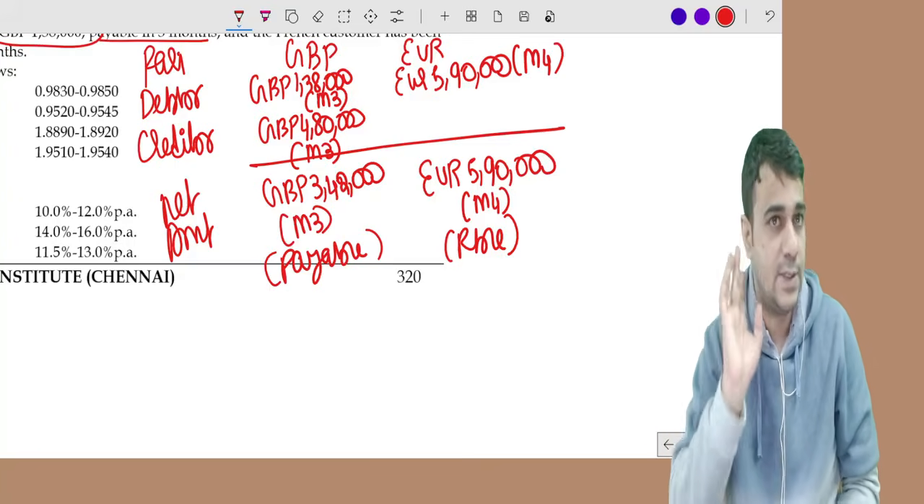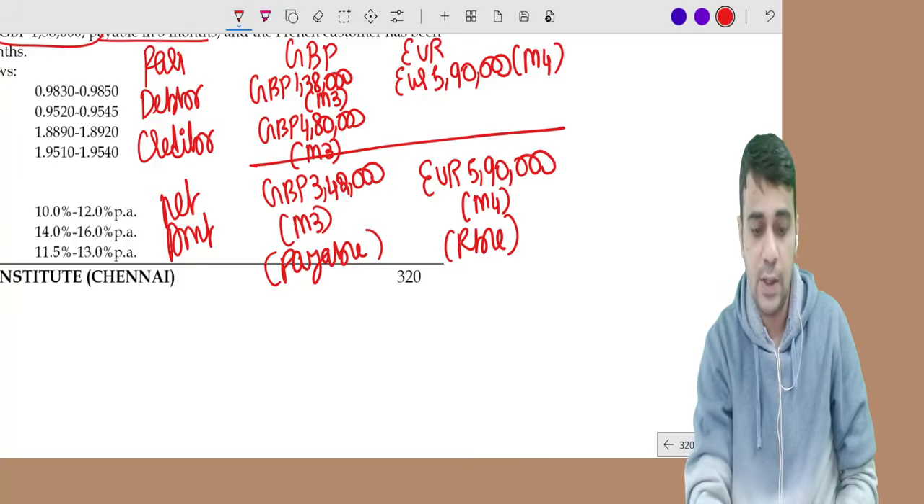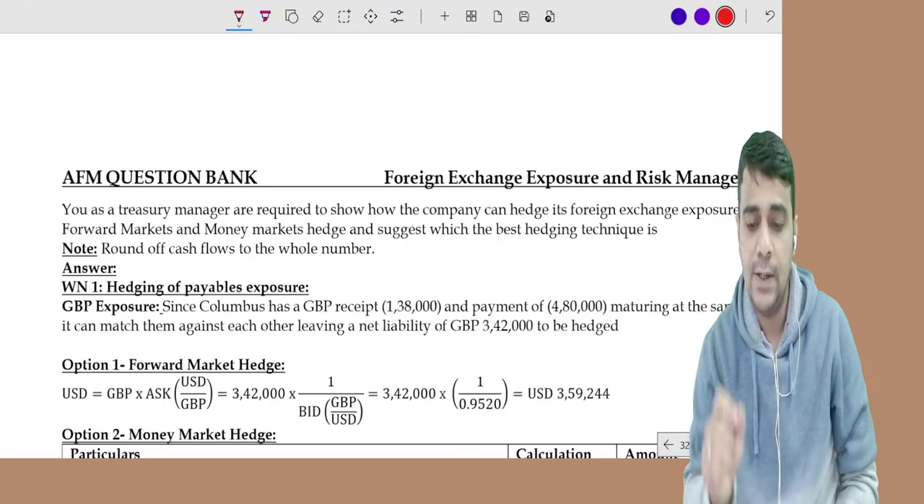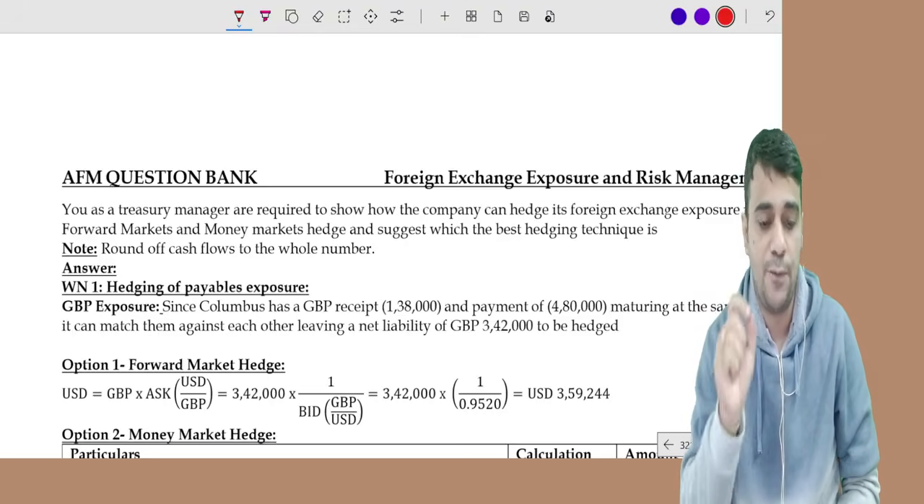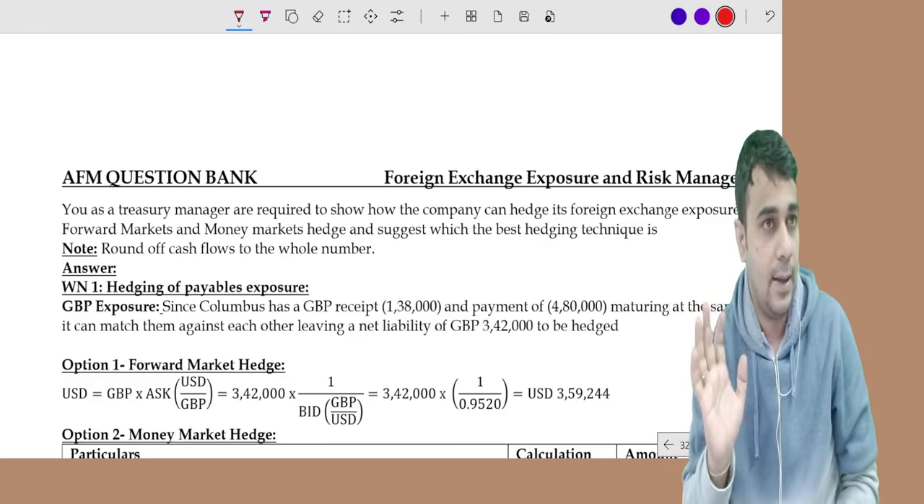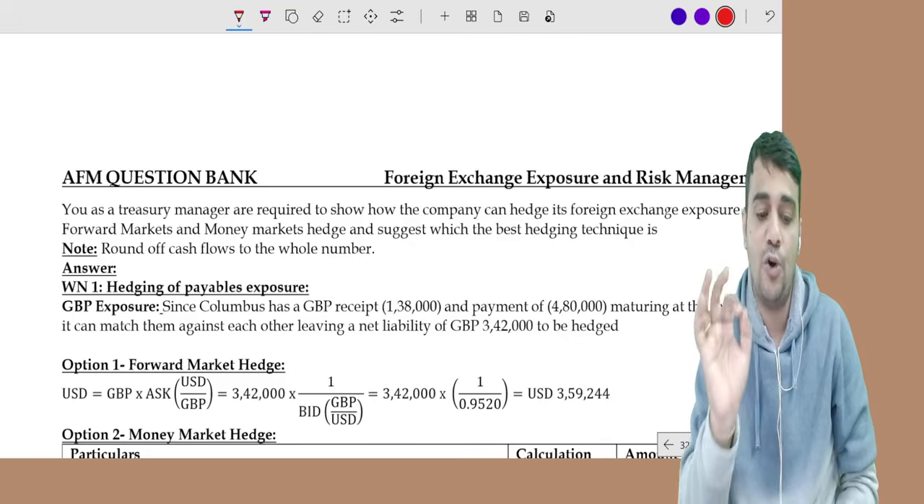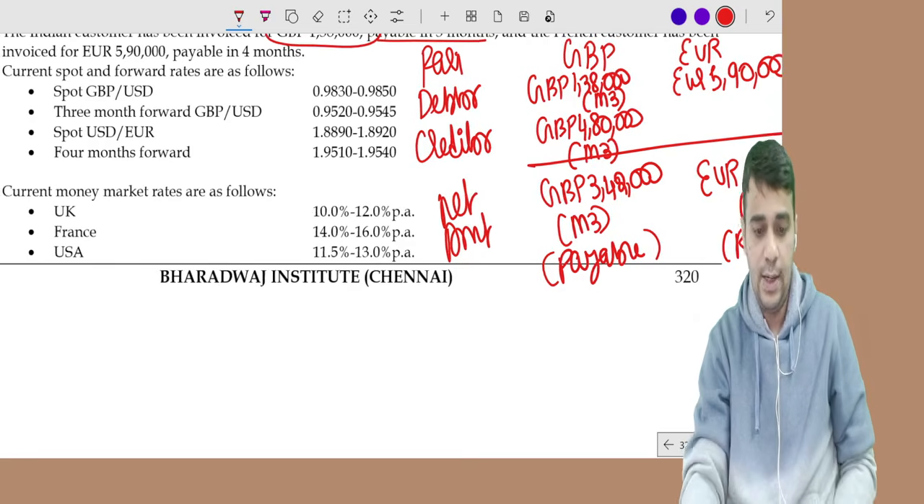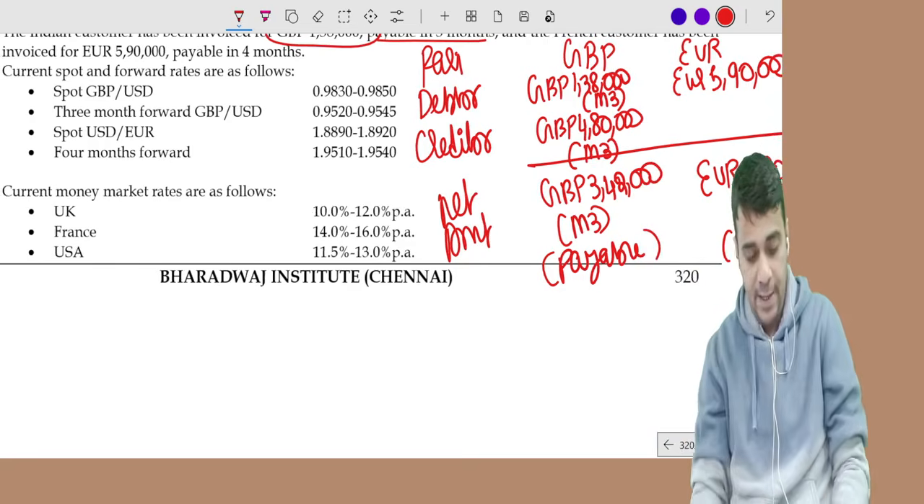So the netting technique is used first here. The question is asking you, as a treasury manager, to suggest whether you can hedge it using the forward market and money market. Round off cash flow to the whole number, meaning no decimals here. Clear? Now let's do hedging of payable.